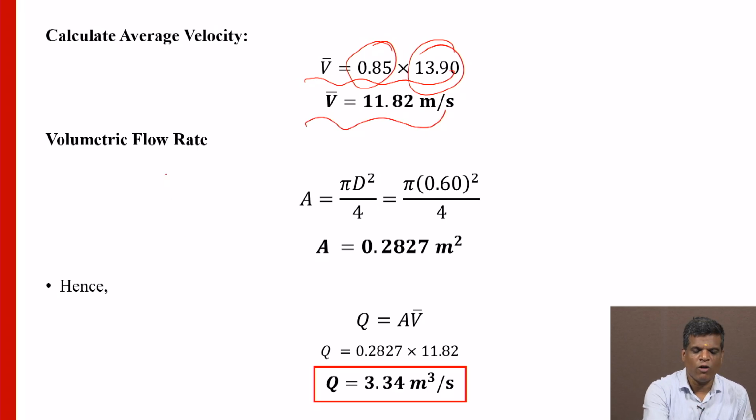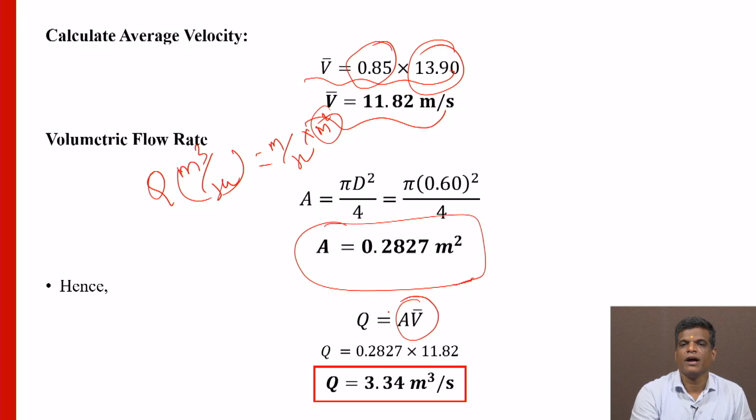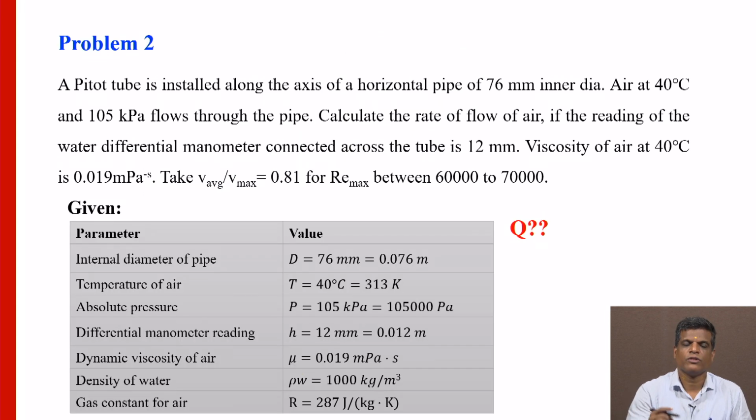Then the unit of volumetric flow rate is meter cubed per second. So we know the velocity in meters per second, and if we multiply it by the area in square meters, we get the volumetric flow rate. First we have to get A, then substitute A and the velocity, which is already there, and we get the volumetric flow rate. Okay, so the first problem is over, now we will move to the second problem.